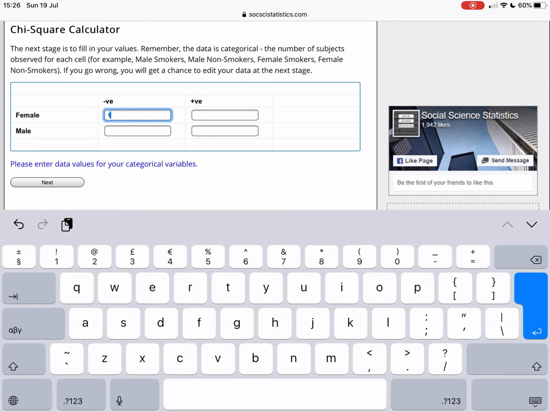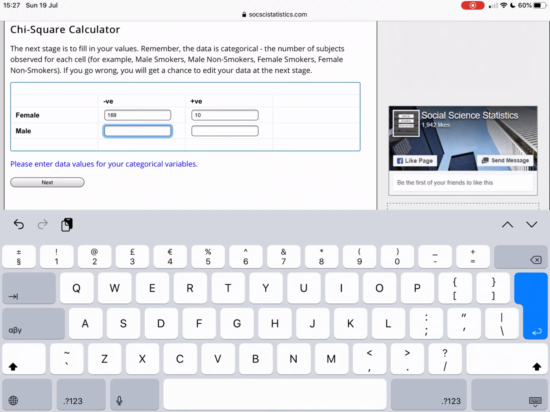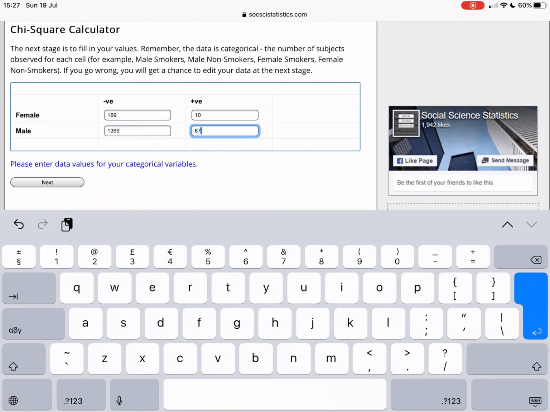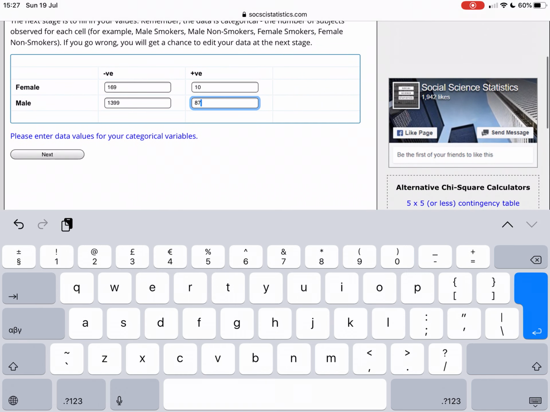So the negative had 169 females were negative, and 10 of them were positive. And the males, we had 1,399 tested negative and 87 tested positive. So that's basically all the information that we need. And we want to know now, what is the p-value to find out whether there is an association.